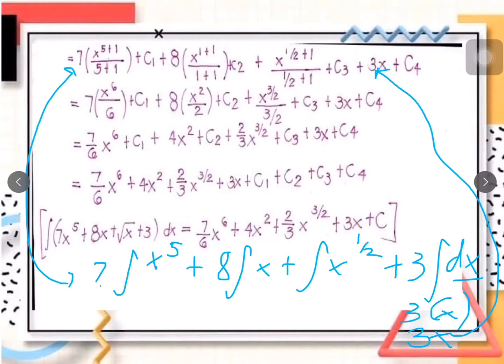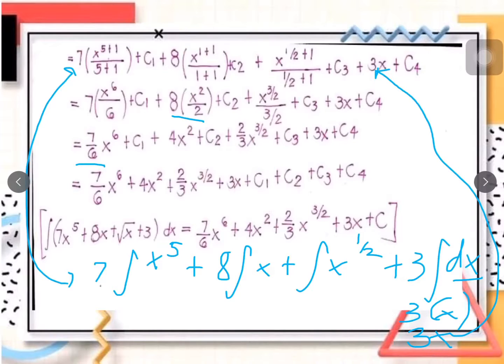By simplifying, we will get 7 over 6, since 5 plus 1 is 6, x raised to 6 plus arbitrary constant of the first term, plus 8 divided by 2 is equal to 4, x raised to 1 plus 1, which is 2, plus arbitrary constant in our second term, plus 1 divided by 3 halves is equal to 2/3, x raised to 1/2 plus 1 is 3 over 2, plus our arbitrary constant in our third term, plus 3x plus our arbitrary constant in our fourth term.